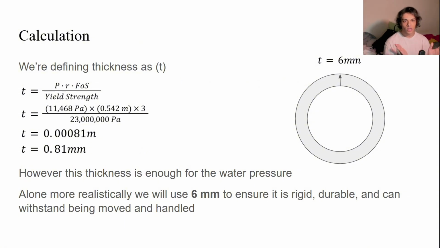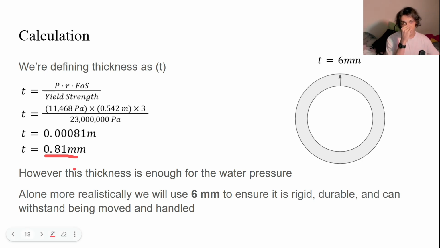So now calculating thickness, knowing the values that we know. We substitute the pressure multiplied by the radius that we have found earlier, and then the factor of safety over the yield strength, and we get 0.81 millimeters of thickness. However, this is only enough to withstand the water. It's very thin. It's very breakable, but it can withstand water.